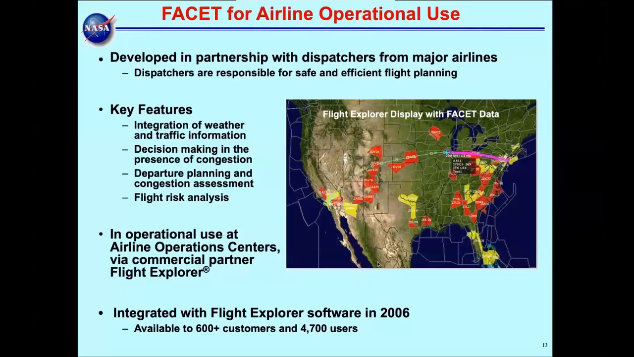Flight Explorer is one of the companies which had commercialized FACET software in 2006. Their main purpose was to be able to see which are the congested sectors, because that's functionality that's not available to the airlines. They can look at it on the FAA website and FAA portal, but Flight Explorer is one of the companies that had provided the sector congestion data onto their operational system. So here's an image from that.